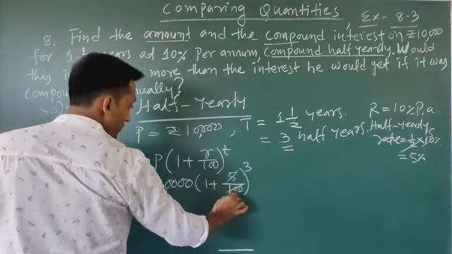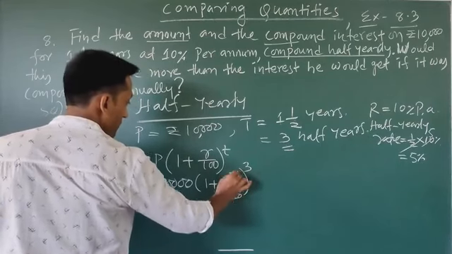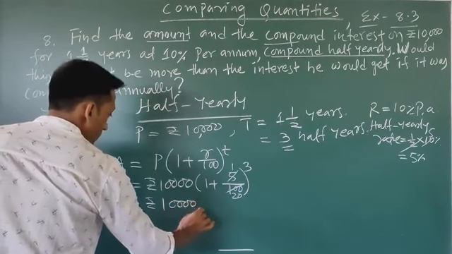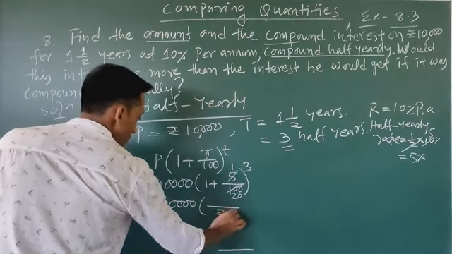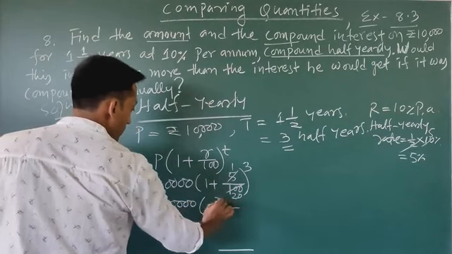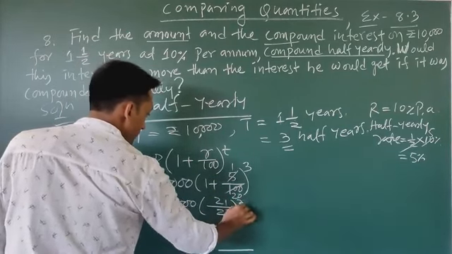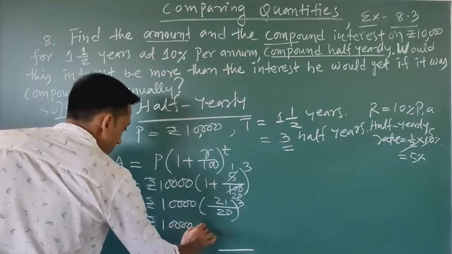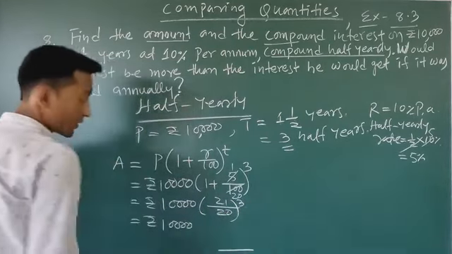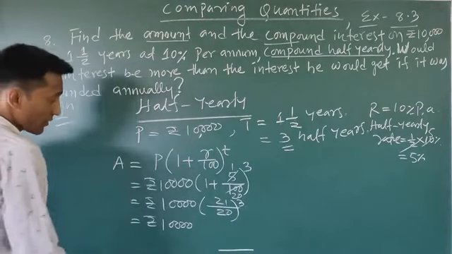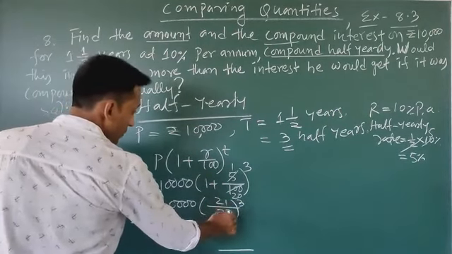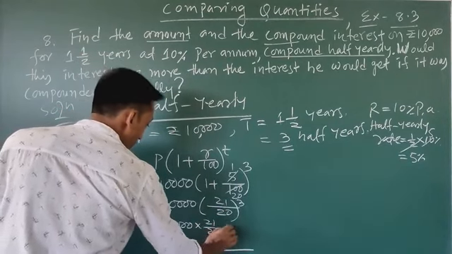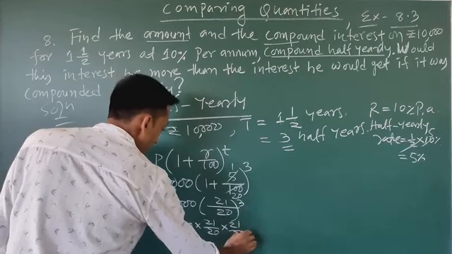So you can cancel. 5 20 is 100. 10,000 into 21 by 20 to the power 3. 21 is 20 plus 1. So in cubes and cube root, 21 by 20 cube means how much? How many times are there? 21 by 20, 3 times is there, isn't it?